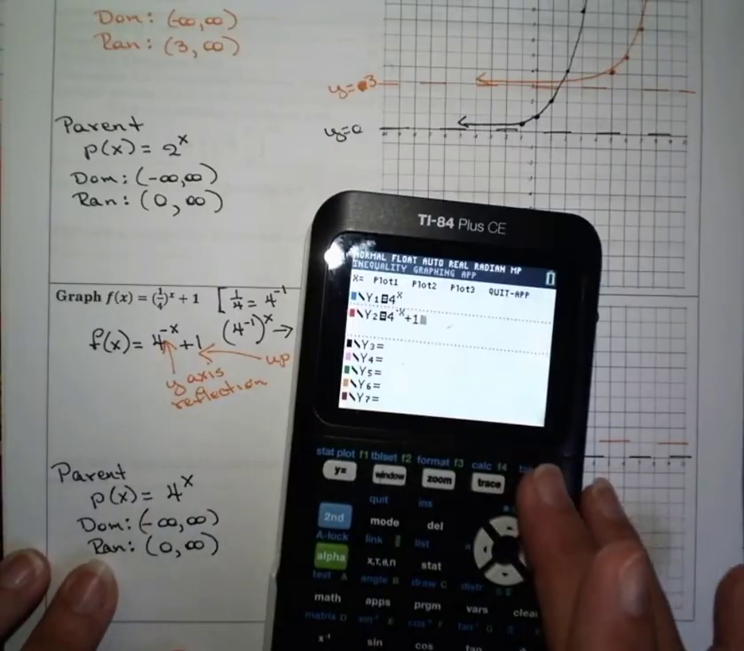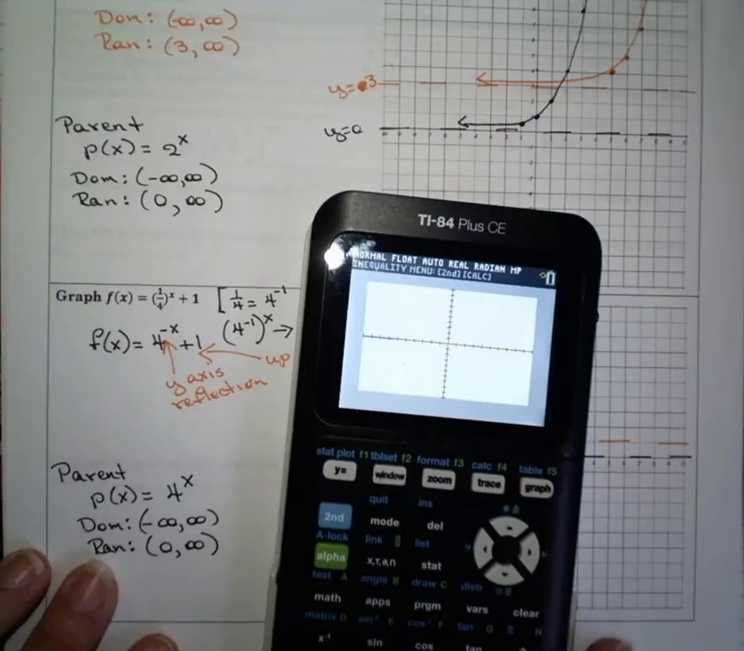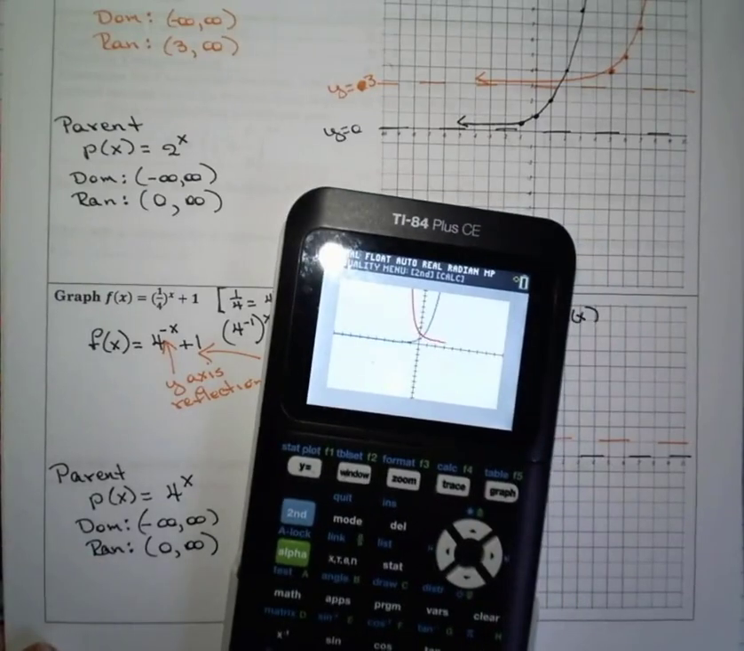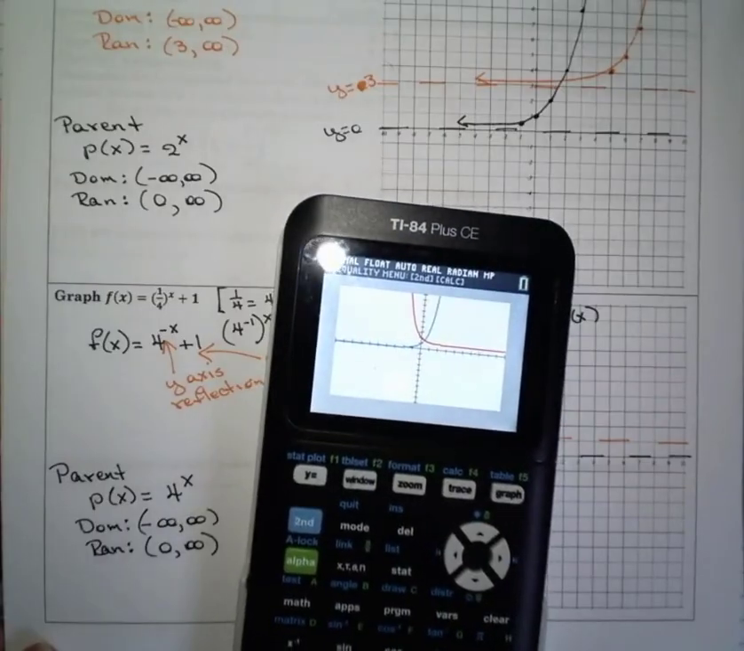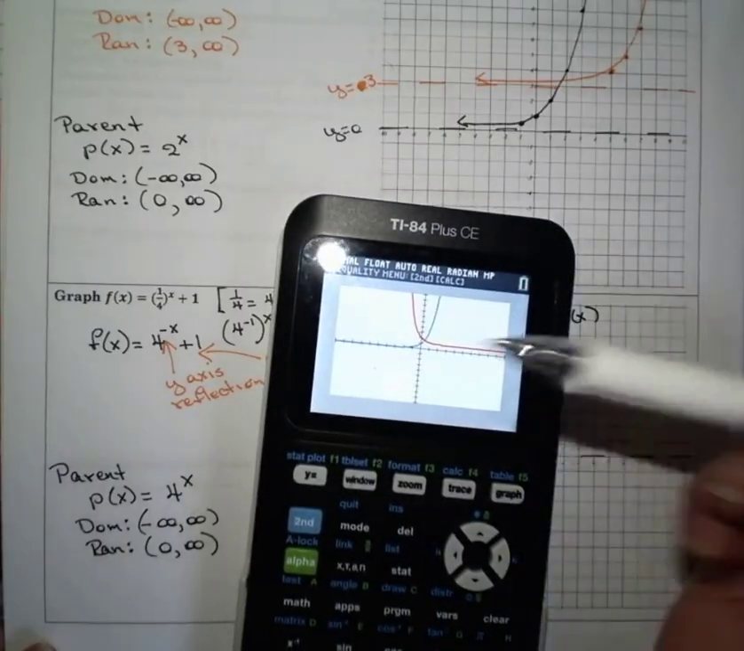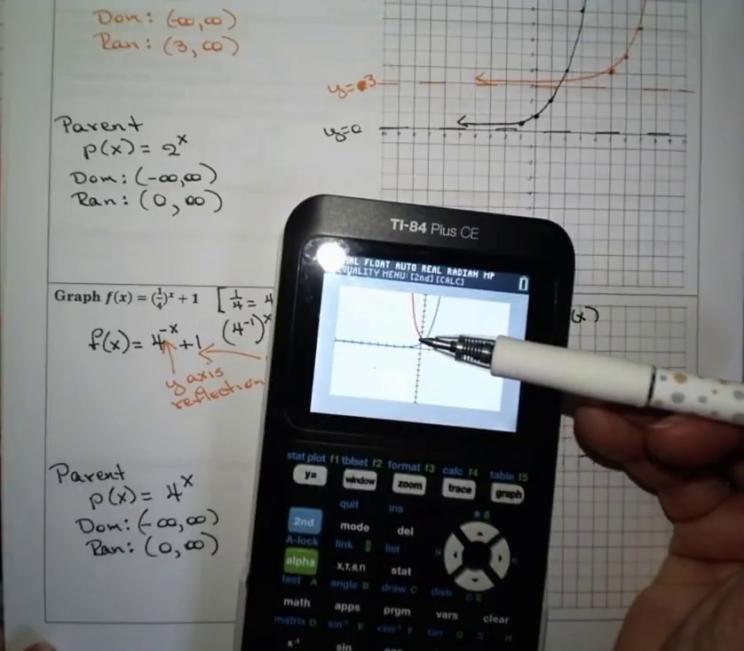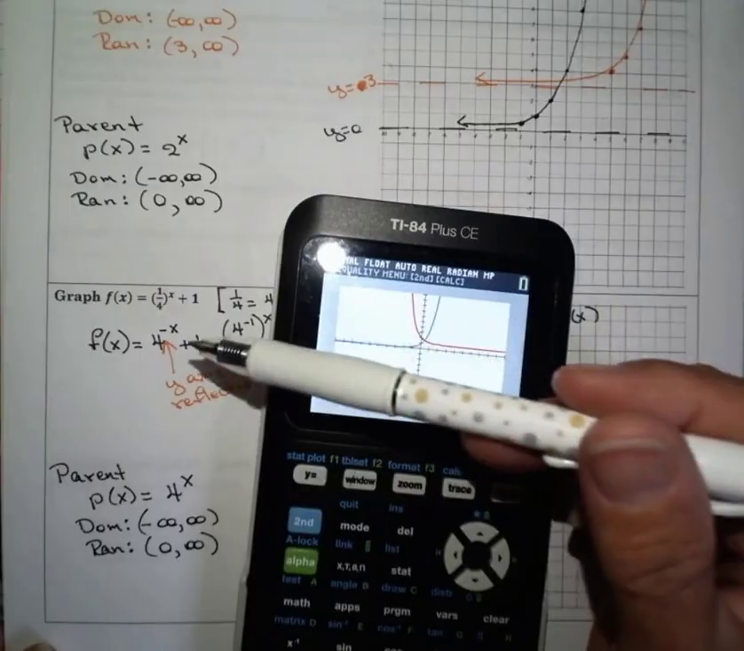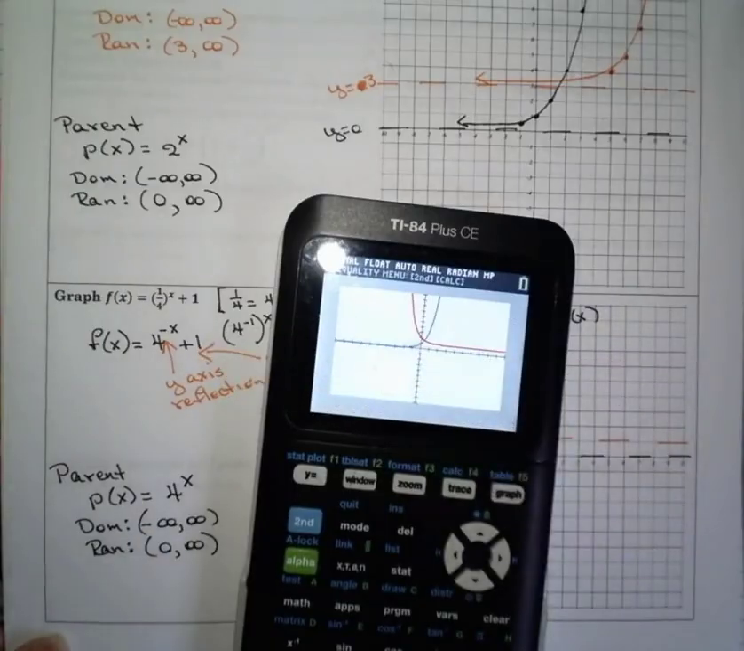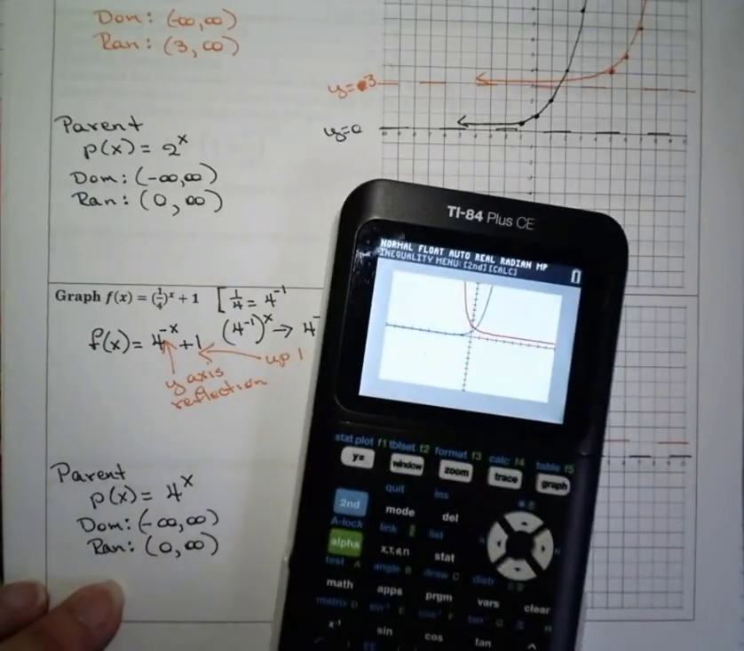Okay, see if I did that correctly. Let's look at the graphs. That one does increase going up to the right, and this one does decrease going down as it's going to the right. So it flipped. You can see the reflection around the y-axis. And the next thing you can see is that most important point that we always talk about, that 0, 1, looks like it just went up 1 and became 0, 2. That's because of the +1 at the end of my function here that was added.